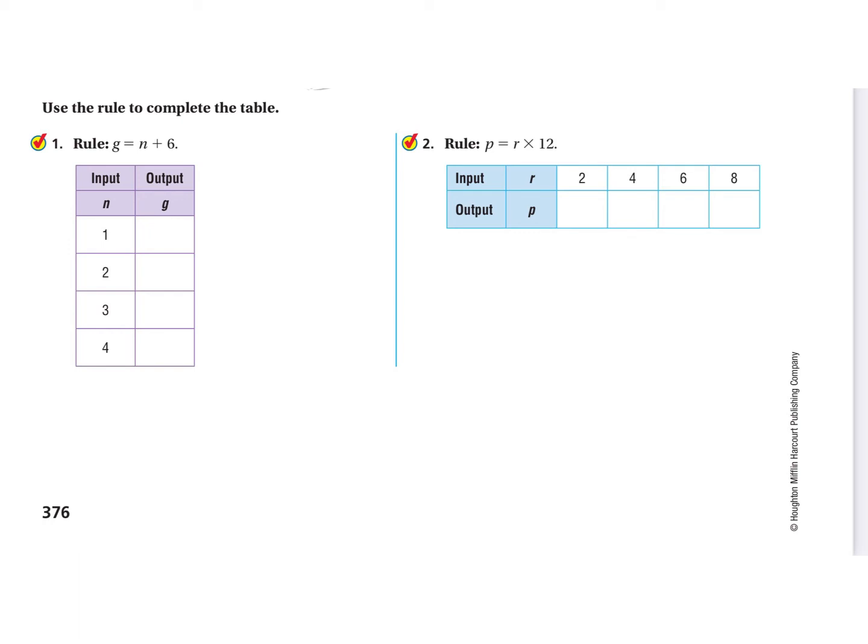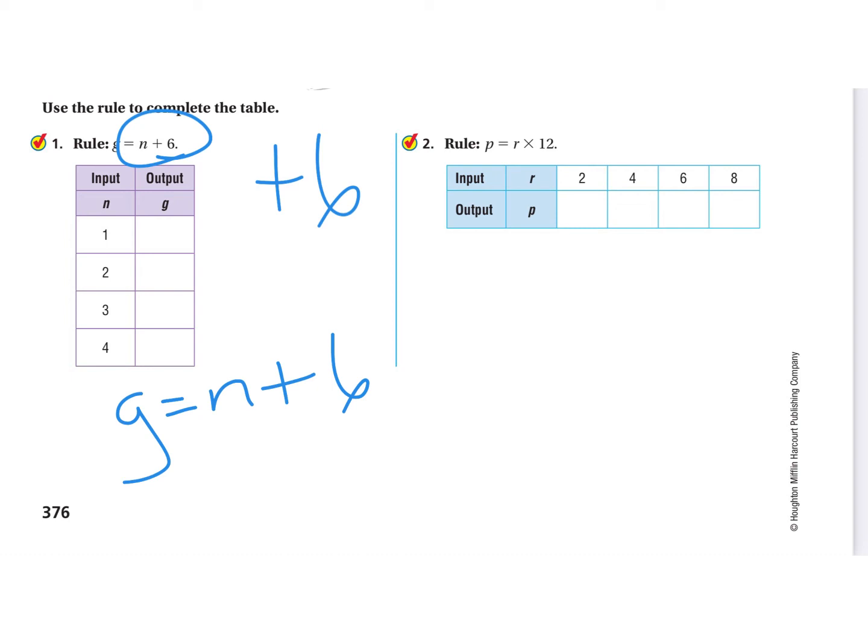Well, it's really pretty simple, because if I look here, I know that the rule is just going to be plus 6. But if I really wanted to use their equation, I'm going to write it again down here. It's G equals N plus 6. What I could do is pull out a value from their table and just plug it in to see what happens. So they have a 4 at the bottom, so I'm going to write a 4 in, because it's right there under N.